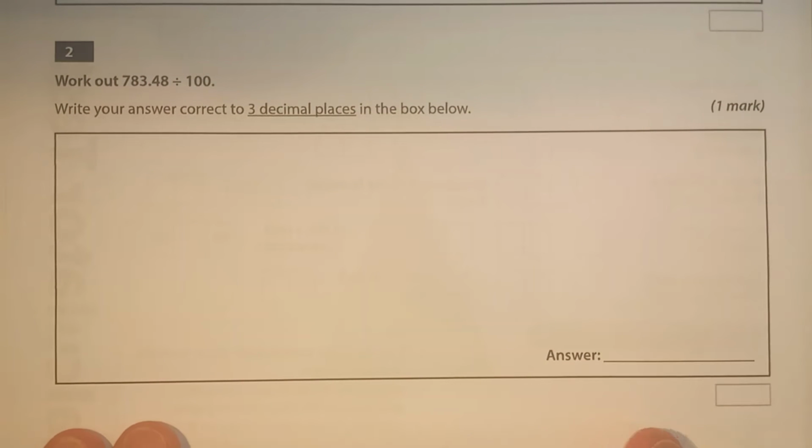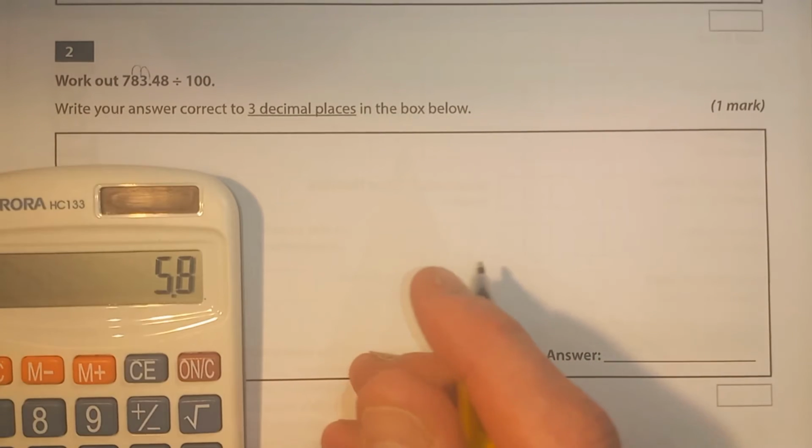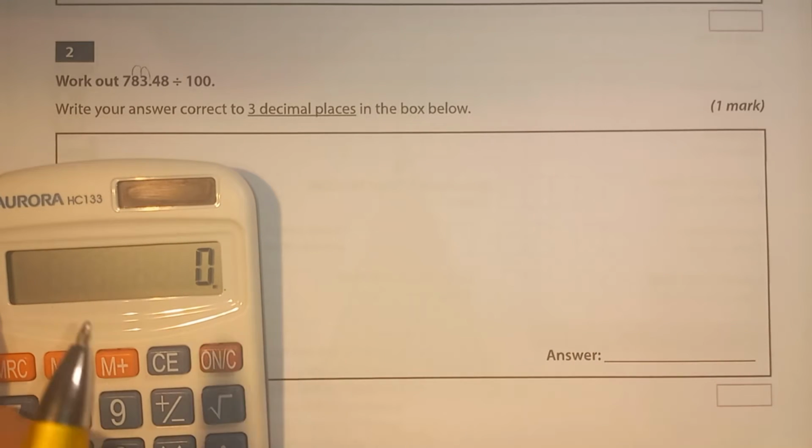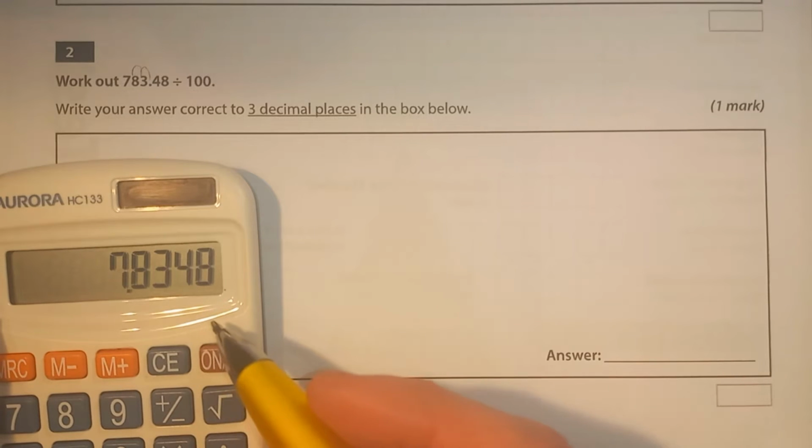Okay, question 2. Work out 783.48 divided by 100. Write your answer correct to 3 decimal places in the box below. Well, if we're dividing by 100, we could move the decimal point 1, 2 like that. But you don't have to do it that way because we're in the calculator section, so you could just type it all in, divide it by 100. Right, so we get our answer.